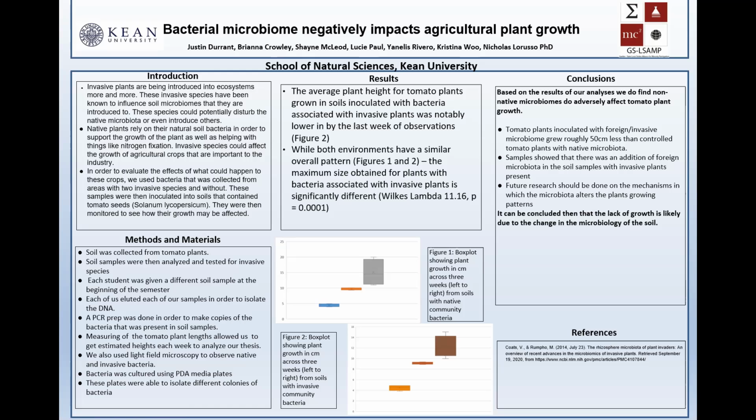It can be concluded that the lack of growth is likely due to the change in the microbiology of the soil. And that's our research. All our references are down here.